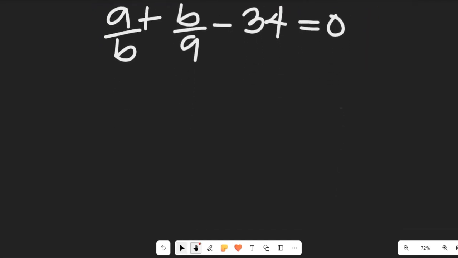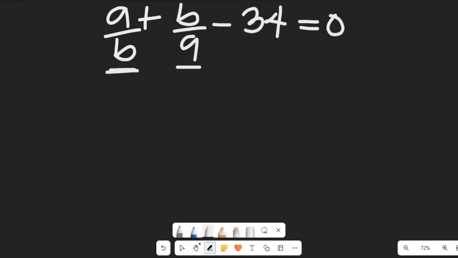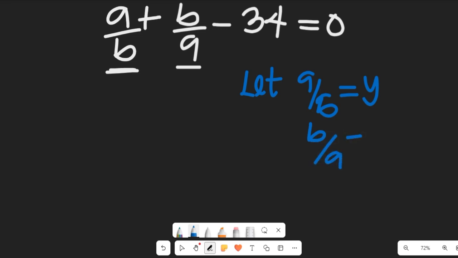Cool. Now we have the value a divided by b, and this is an inversion of this, and if we have that, then we can simplify this expression. Now recall, let's take the value of a divided by b to be equal to y. So if we take a divided by b to be equal to y, that means b divided by a, which is the inverse of that expression, will be 1 divided by y, right?